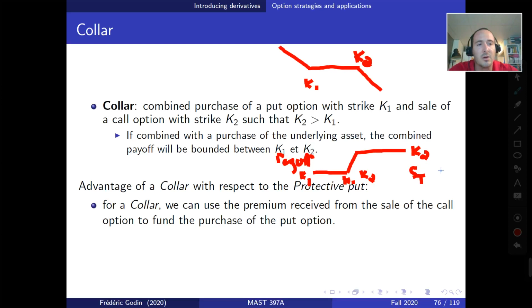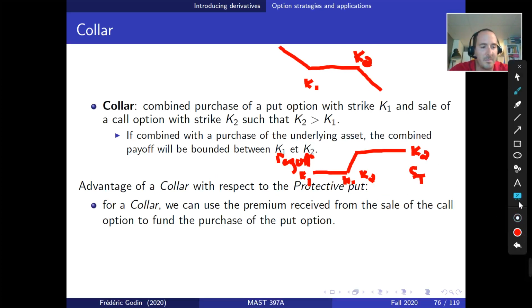For the collar, there's something called a zero cost collar. The zero cost collar is when the premium of the put option with strike K1 is exactly the same as the premium for the call option with strike K2. If the premium is the same, then entering the collar position has zero net premium, so you can enter it for free. So if you purchase the underlying asset for the same price, you can purchase the underlying plus the collar because the collar is free, and you can get instead that form of payoff.